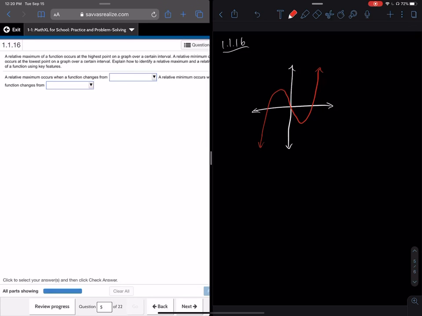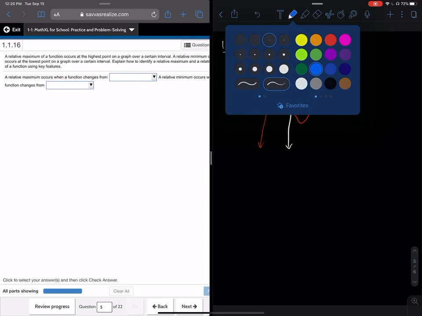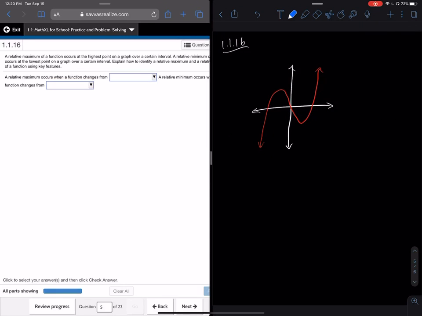Now, a relative maximum or a relative minimum is talking about a specific interval, a specific area. So let's say we're only looking at this window here, from here to here. My relative maximum would be somewhere there. So that's a relative maximum. Again, you're looking at a specific window.